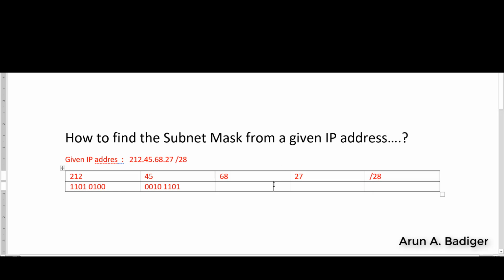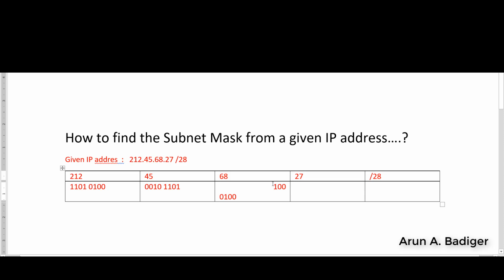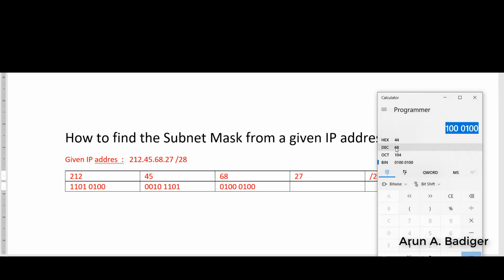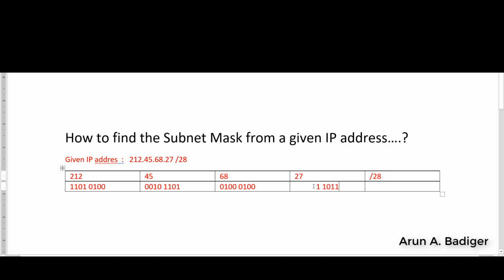One more field I need to add, so the total becomes 8 now. Again next I will go for 27. 27 has this binary value. Copy this. Here I need to append 3 more zeros, right? So now for each of the decimals I have written the binary equivalent value, right?